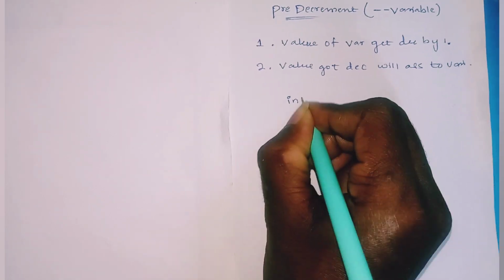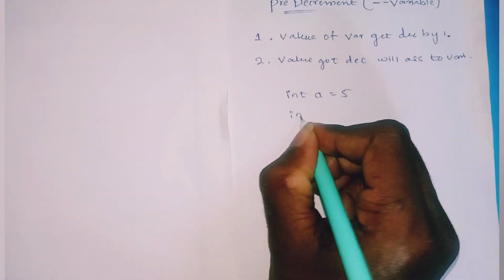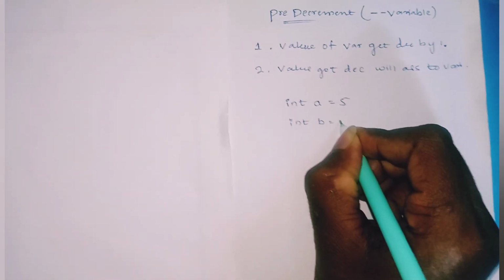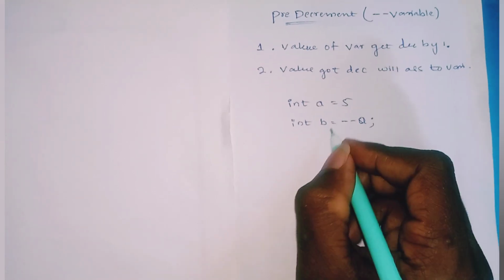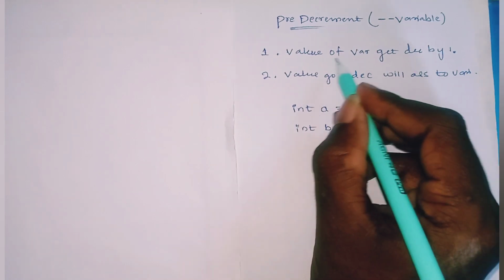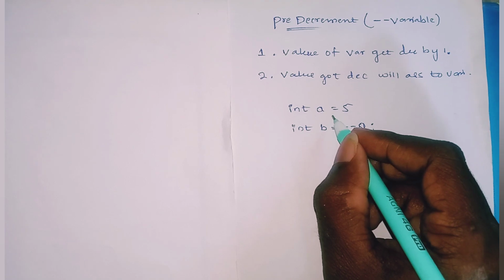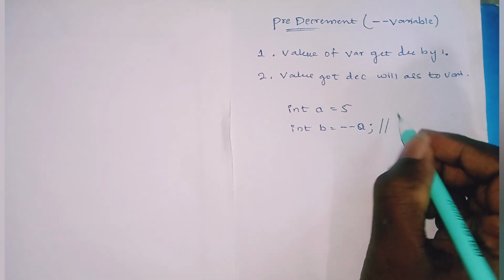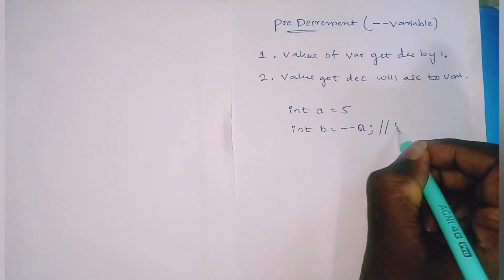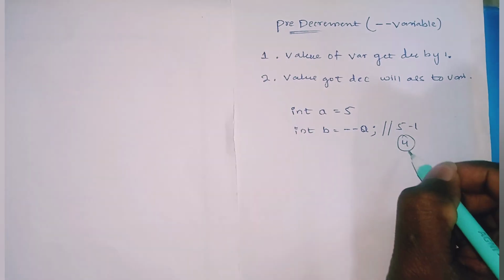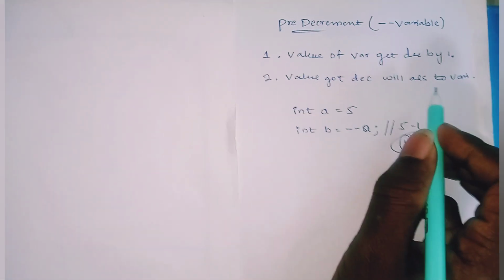Let us take a variable of type int a equals to 5, and in the next step int b equals to minus minus a, as we are performing pre-decrement operator. Now here what happens is, at first the value of variable gets decremented by 1. Initially the value of a is 5, so it gets decremented by 1, that is 5 minus 1. So it becomes 4. Therefore the value of a becomes 4, and then the value that got decremented by 1 will be assigned to a variable.